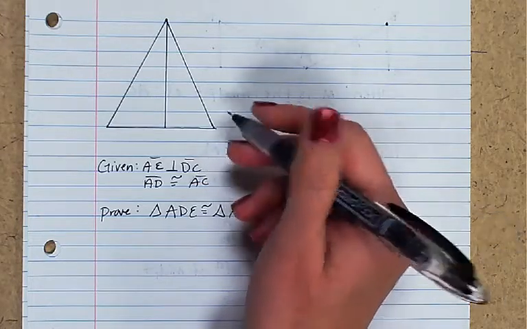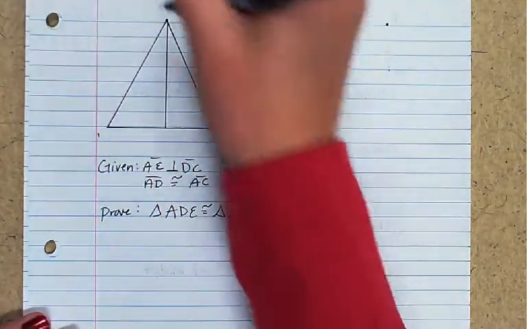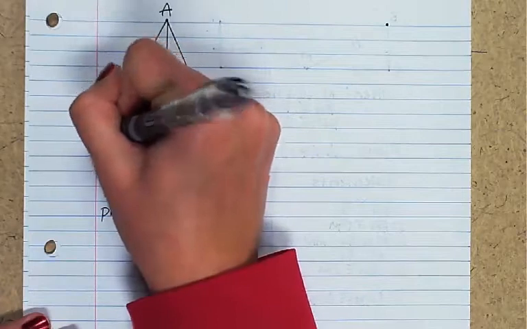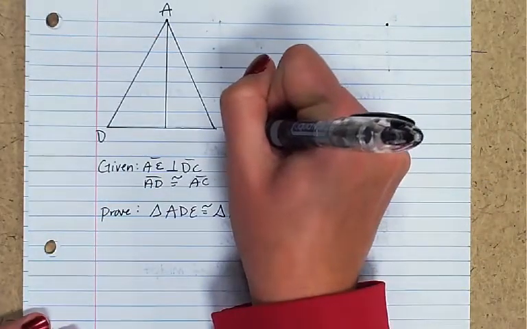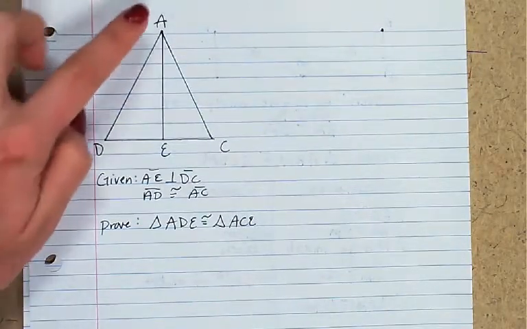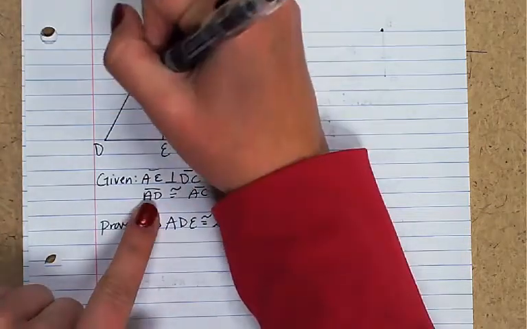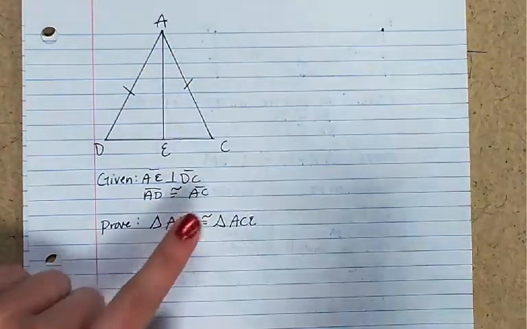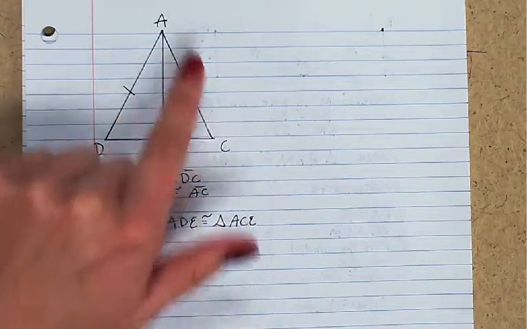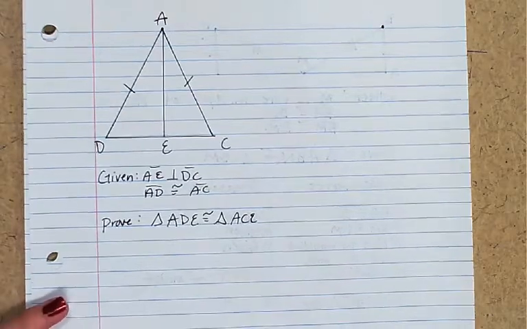It would help if I had letters in there, wouldn't it? So this is A, D. There we go. Sorry about that. Okay, so segment AE is perpendicular to segment DC, and segment AD is congruent to segment AC. So look at that. If we can show that these are two right triangles here, we already have the hypotenuse. Hypotenuse is always opposite where your right angle is going to be.